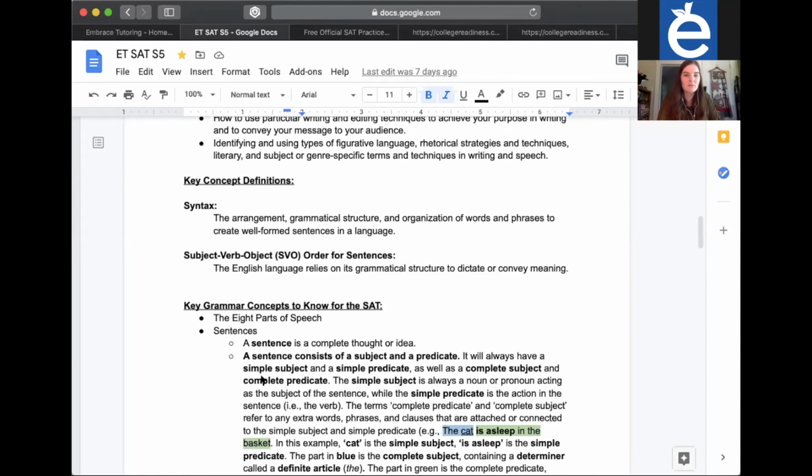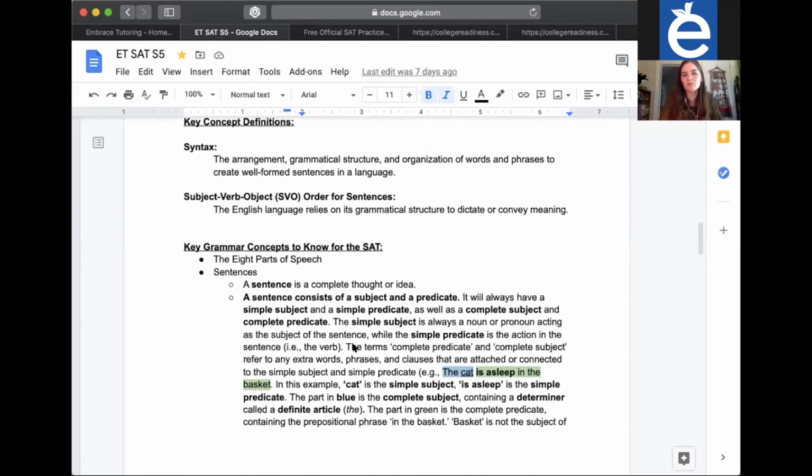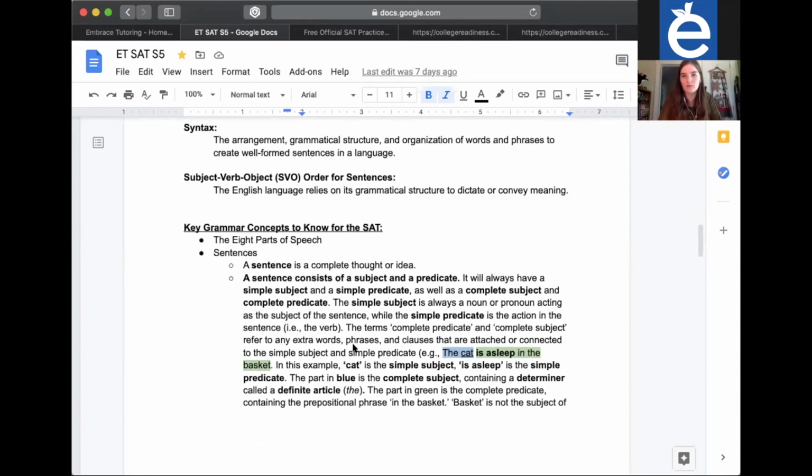Identifying and using types of figurative language, rhetorical strategies and techniques, and literary and subject or genre specific terms and techniques in writing and speech. Those are all things that you've been studying for years, so these are all things you should be very familiar with. They're not going to throw something at you that they don't think you've seen before, although they do like to trick students. So always learning terms is helpful.